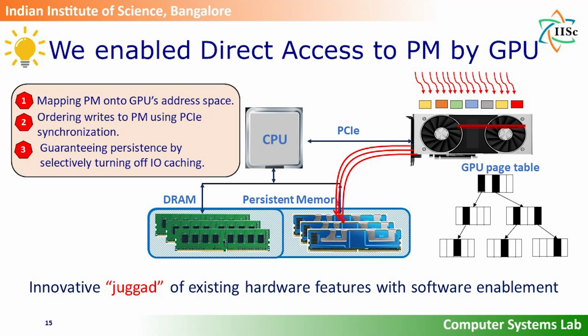But I really like working on this because we essentially did a lot of innovative jugaad of technologies. By that I mean we ended up taking advantage of existing hardware features that were not meant for GPUs to access persistent memory, but we tweaked them with software help and made them do what we needed to do. For example, there were technologies for the GPU to access or refer to data on the DRAM. We extended it to access the persistent memory too.